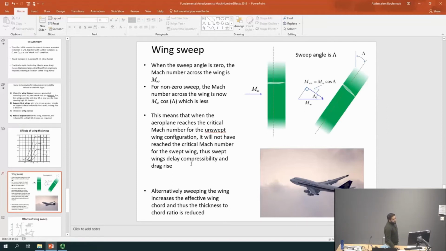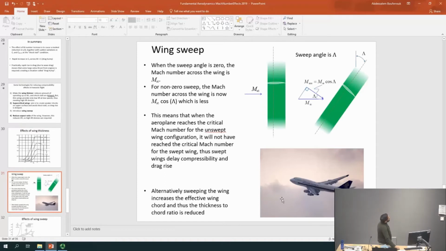So this means we can increase the critical Mach number M infinity to higher Mach numbers before the drag rise occurs, which is good news. And therefore, effectively, the aircraft can fly faster with a swept wing because we're delaying that drag rise. Exactly what it is.